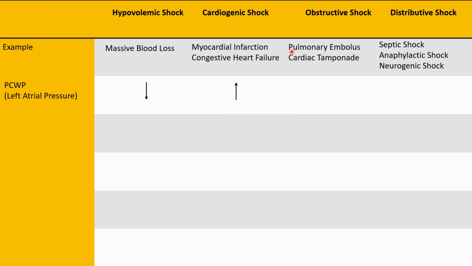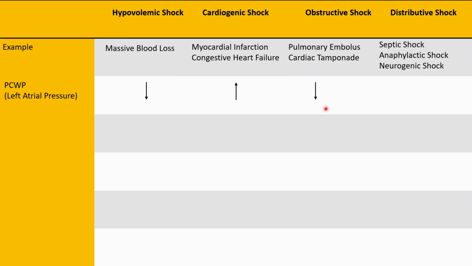Obstructive shock. Now think of a saddle pulmonary embolus. There's no blood going from the right ventricle into the pulmonary trunk. So no blood going to the lungs, and thus no blood can come back from the lungs into the left atrium. So what will happen to left atrial pressure in case of a saddle pulmonary embolus? Left atrial pressure will fall.